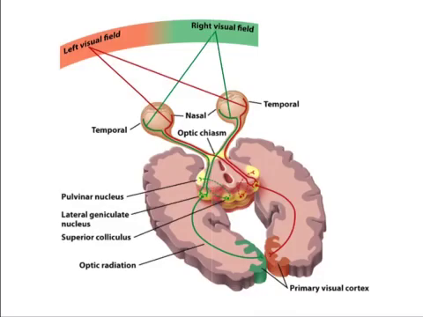And likewise, in your left visual field, the same thing happens. You have your left visual field going over to the nasal portion of the left retina and over to the temporal portion of the right retina, the nasal portion crossing over at the optic chiasm, joining with the temporal portion, and terminating at the lateral geniculate nucleus.